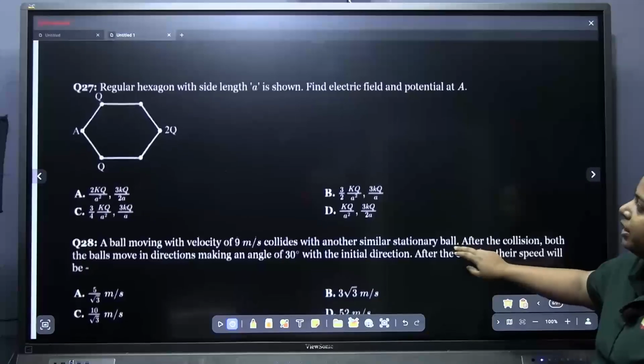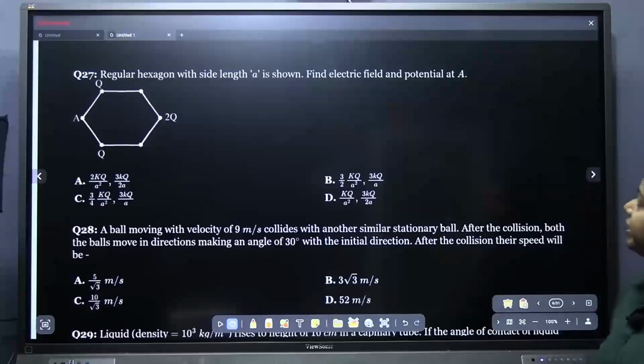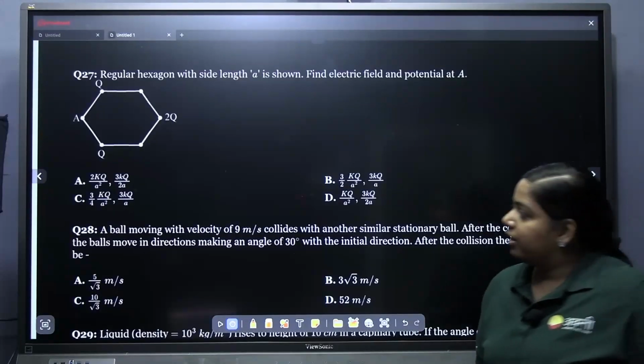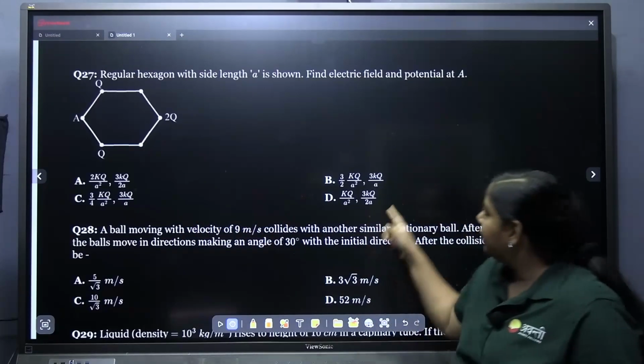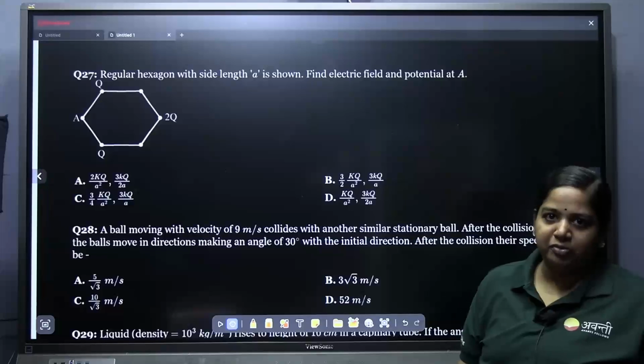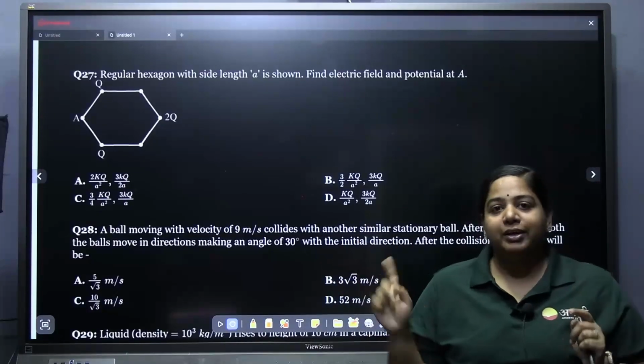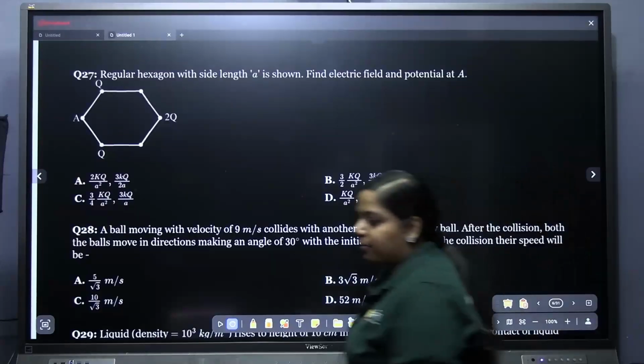Next one. Regular hexagon with side length A is shown. Find the electric field and potential at A. Okay, potential, you see almost like two options are there. In A, one of that we have to find. But even if you find a potential, there will be two options. So better to find electric field.